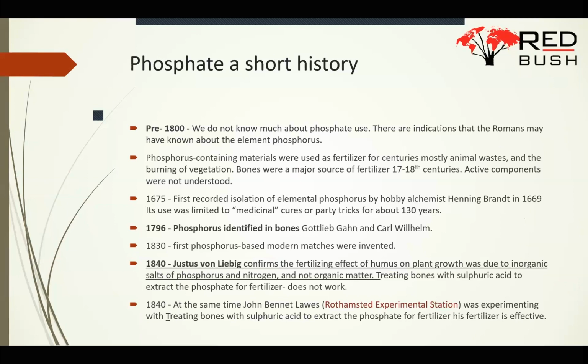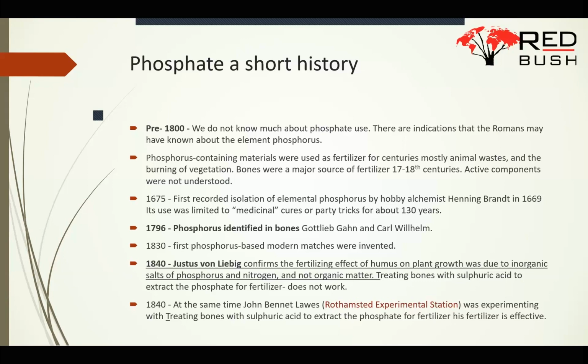There is a certain amount of phosphorus in the ash. In the 17th and 18th century, bones are the major source of phosphorus in fertilizer itself, and the active components were not understood. So they were putting it on the ground, but they didn't actually know what was causing it to work. The first recorded isolation of elemental phosphorus was by a hobby alchemist called Henning Brand.